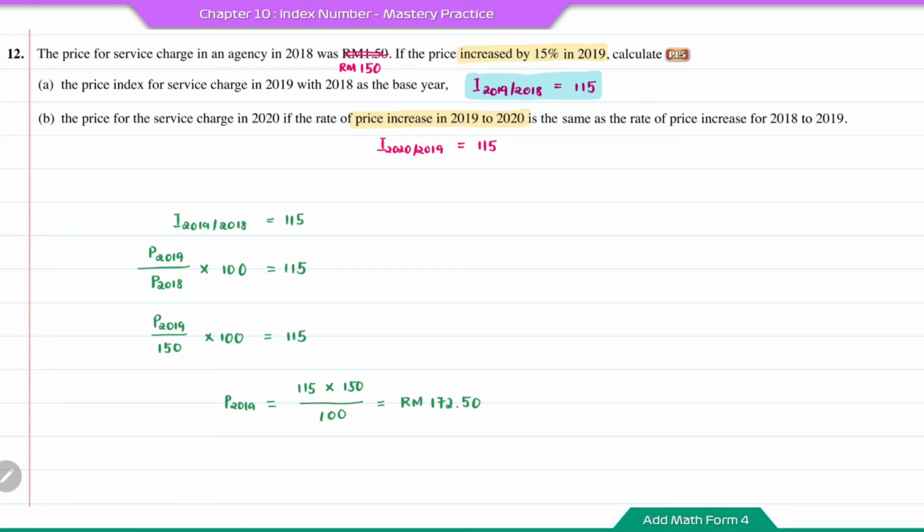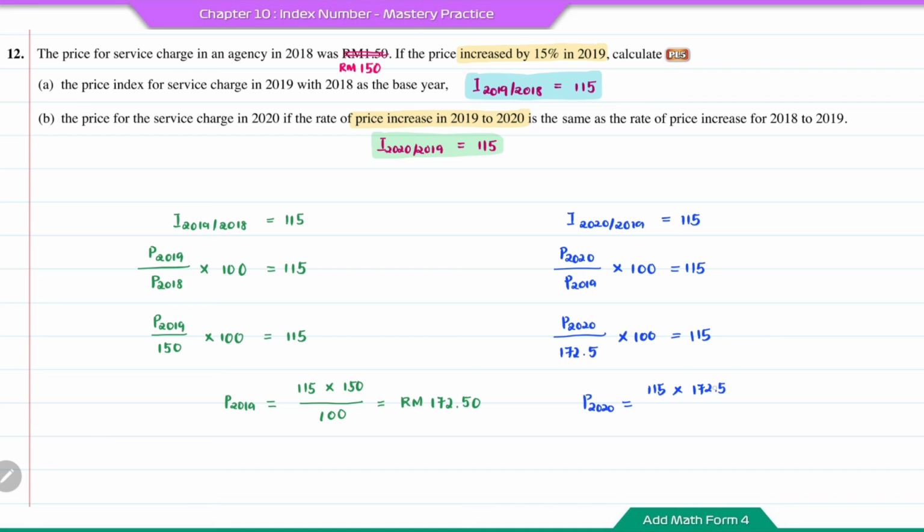Now to find the service charge in the year 2020, we're going to use this index number here as we already have the price in the year 2019. So the service charge in the year 2020 over 172.5 times 100 will equal 115. So the service charge in the year 2020 will equal 115 times 172.5 over 100, which is equal to RM 198.38.